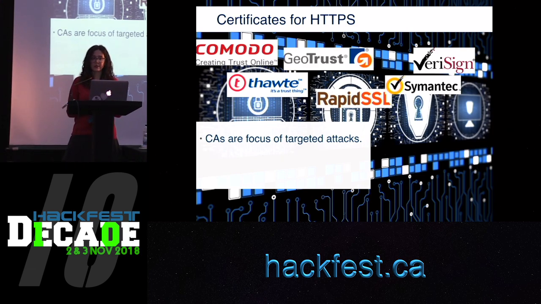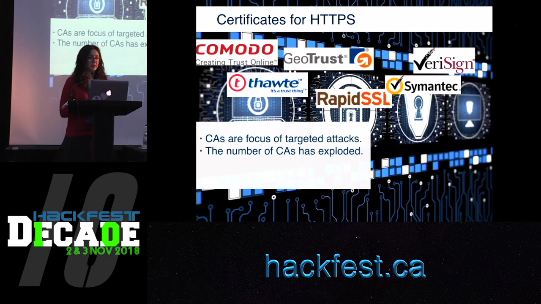CAs have issues. The first one is they have been the focus of targeted attacks during the last few years. For example, Comodo and DigiNotar were hacked in 2011, and attackers were able to issue fake certificates for top-level domains such as Google and Yahoo. In that case, all of the communications from the client to those web servers were intercepted by the attackers, which is very bad.